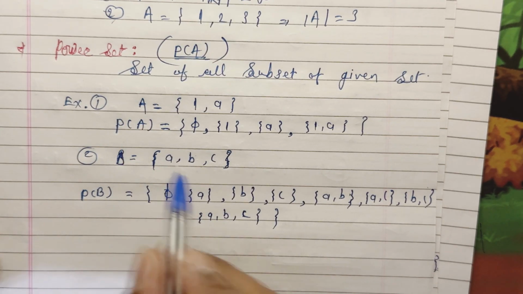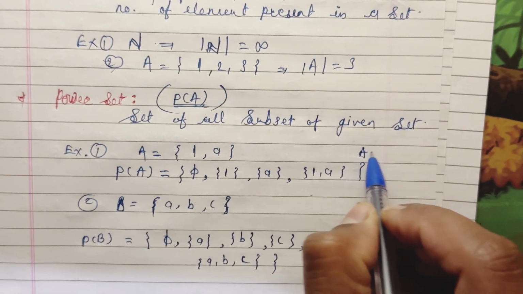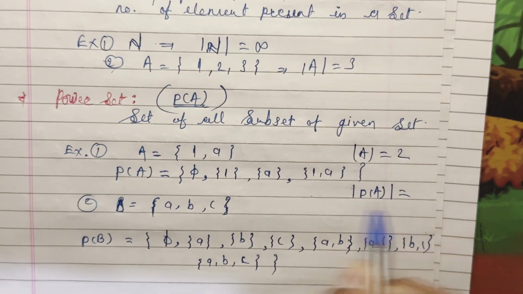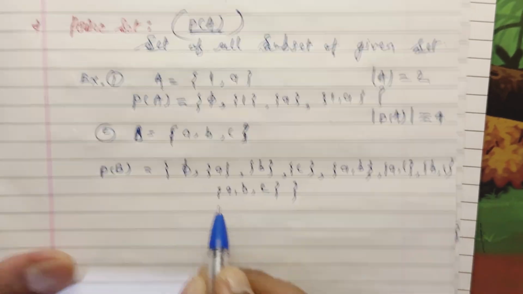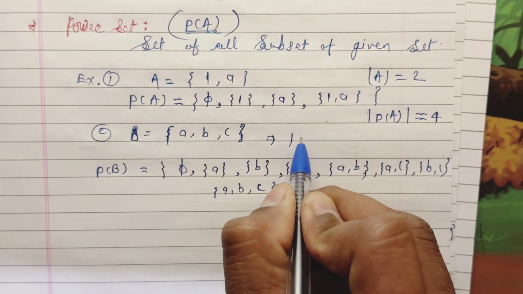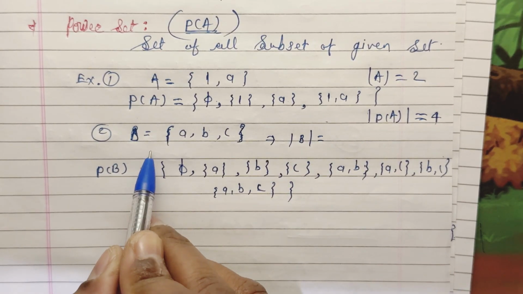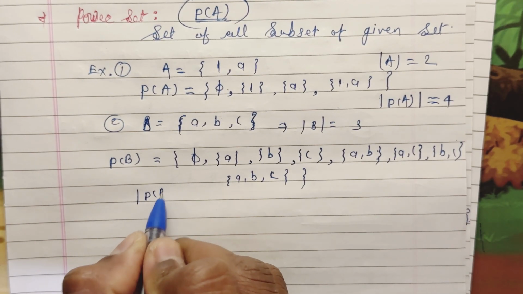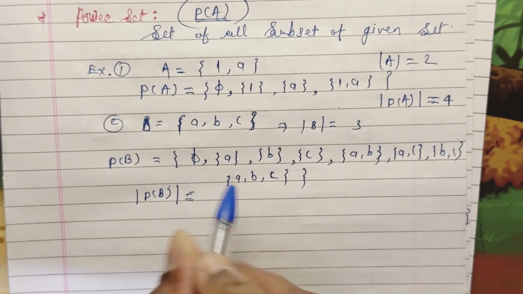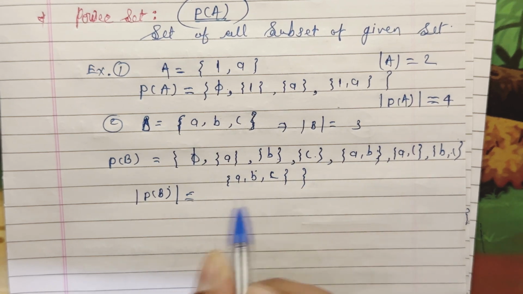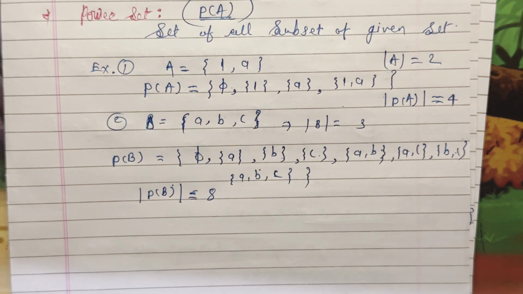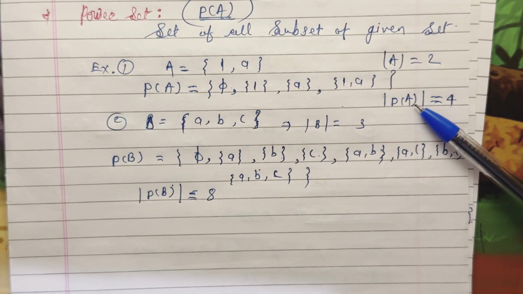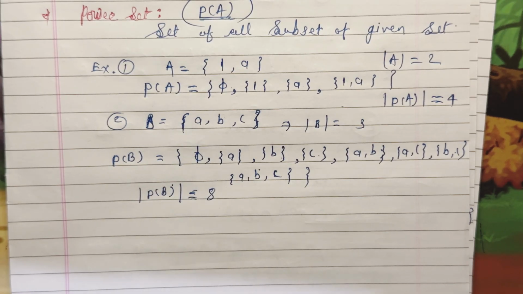So what is the cardinality of A? The cardinality of A is 2. The cardinality of the power set of A is equal to 4. Cardinality means the number of elements in our given set. The cardinality of set B is 3, and the cardinality of the power set of B is equal to 1, 2, 3, 4, 5, 6, 7, 8. So you can see that there is some relation between these cardinalities.